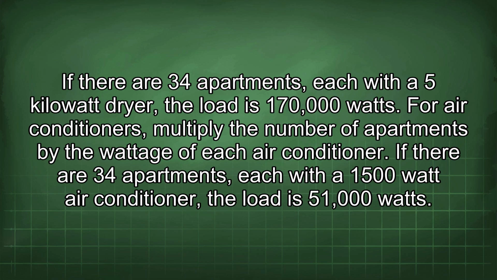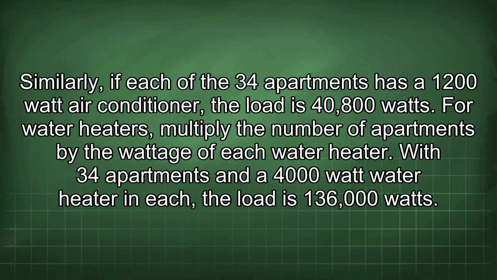For air conditioners, multiply the number of apartments by the wattage of each air conditioner. If there are 34 apartments, each with a 1500 watt air conditioner, the load is 51,000 watts. Similarly, if each of the 34 apartments has a 1200 watt air conditioner, the load is 40,800 watts. For water heaters, multiply the number of apartments by the wattage of each water heater. With 34 apartments and a 4,000 watt water heater in each, the load is 136,000 watts.